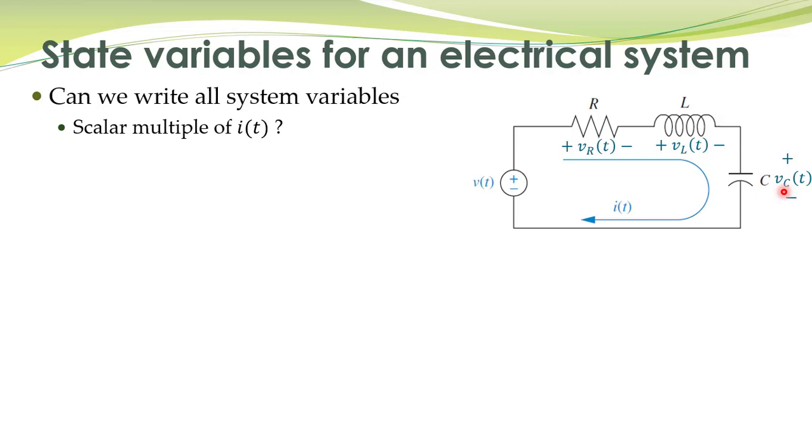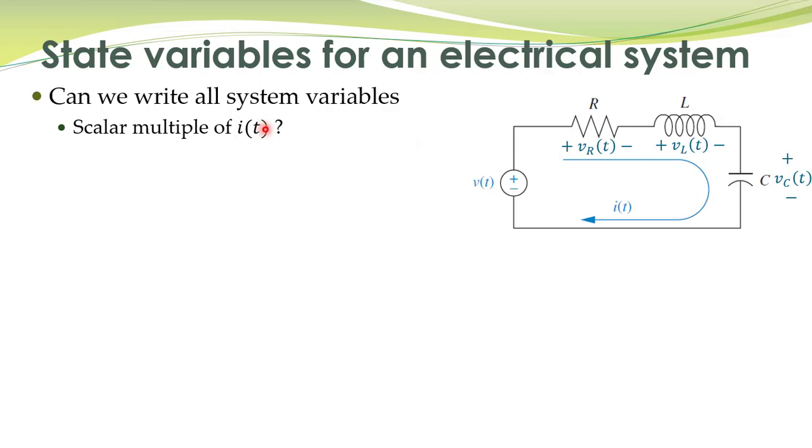So now, can we write all system variables as a simple scalar multiple of I of t? Can we write all system variables in terms of this variable I of t as a scalar multiple? Yes. How many yes and how many no? Is there any no? For example, how would you write this voltage across this inductor as a scalar multiple of this current? That is not a scalar multiple, you are taking some derivative. So in this particular system, you cannot write all system variables as a simple scalar multiple of this current. Likewise this voltage cannot be obtained by simply multiplying this current by a scalar. Of course, we can write VR as a scalar multiple of this current.